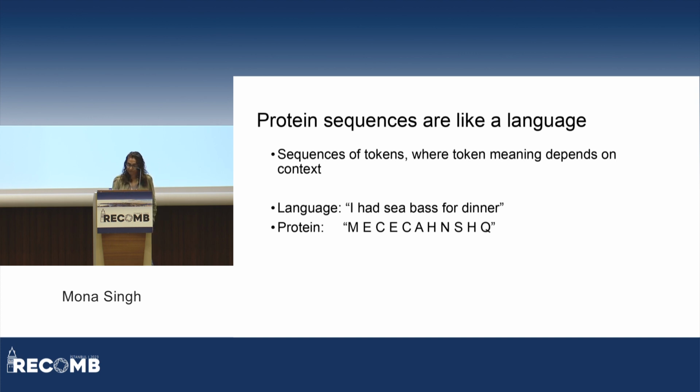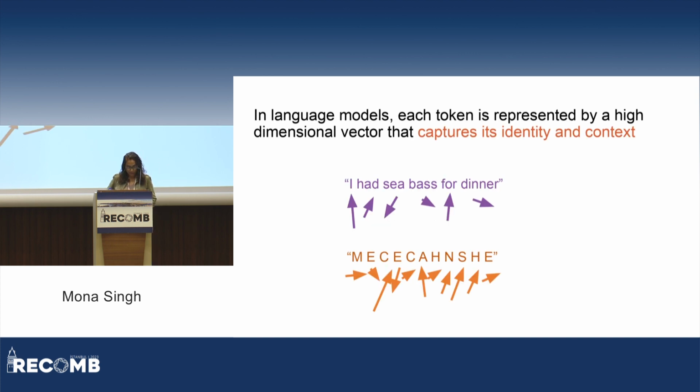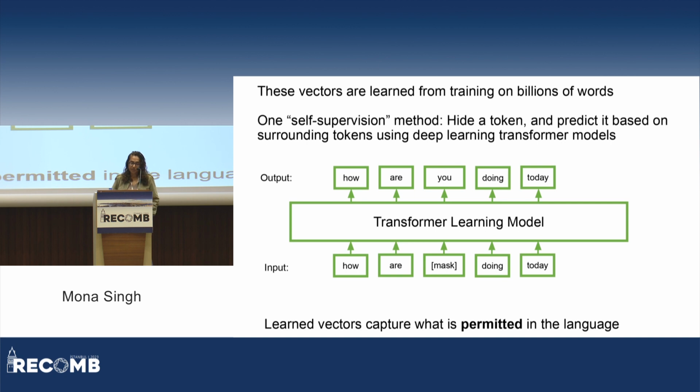context around it. In language models, each token is represented by a high-dimensional vector that captures its identity and context. And that's true in the case of natural language, with the little vectors below, as well as in the protein languages. So where do we get these high-dimensional vectors? These vectors are learned from training on billions of words.